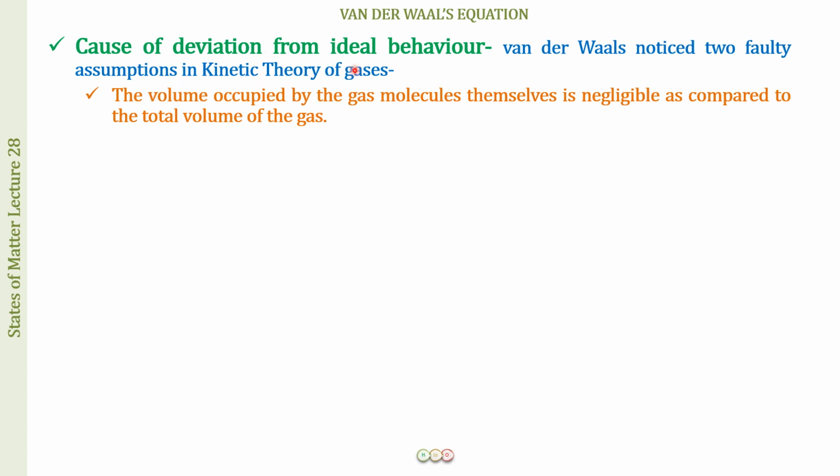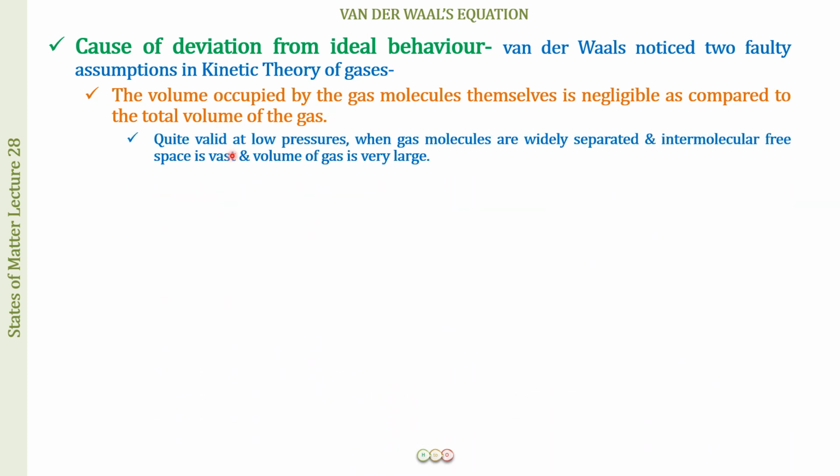And what is the volume of the gas molecules? Well, the volume of the gas molecules is the minimum space in which we can fit these gas molecules. Okay, so now, if the pressure is quite low, the gas molecules will be widely separated from each other. The intermolecular spaces are much larger, and the volume of the gas is very large. Fine. So if the volume of the gas is very large, we can say that the volume occupied by the gas molecules can be neglected.